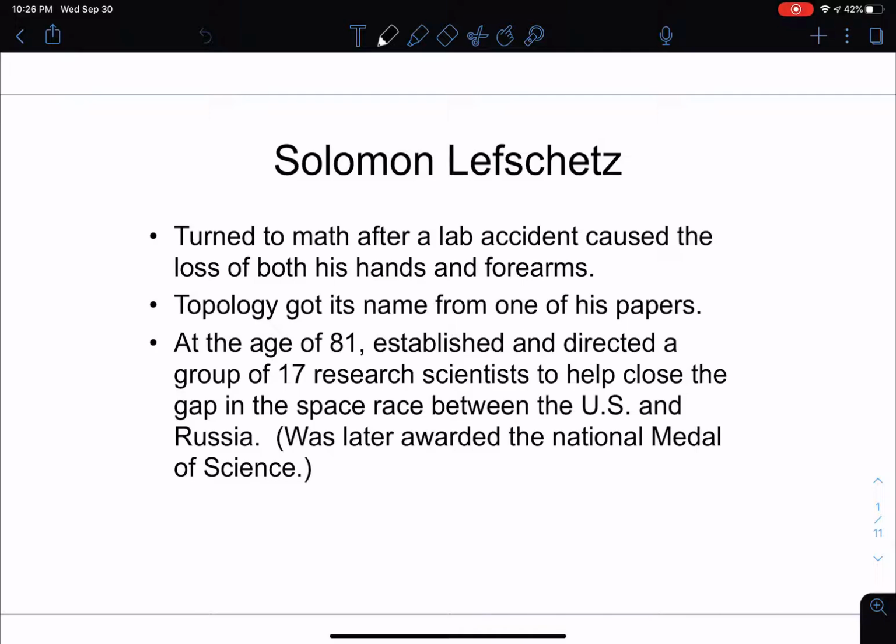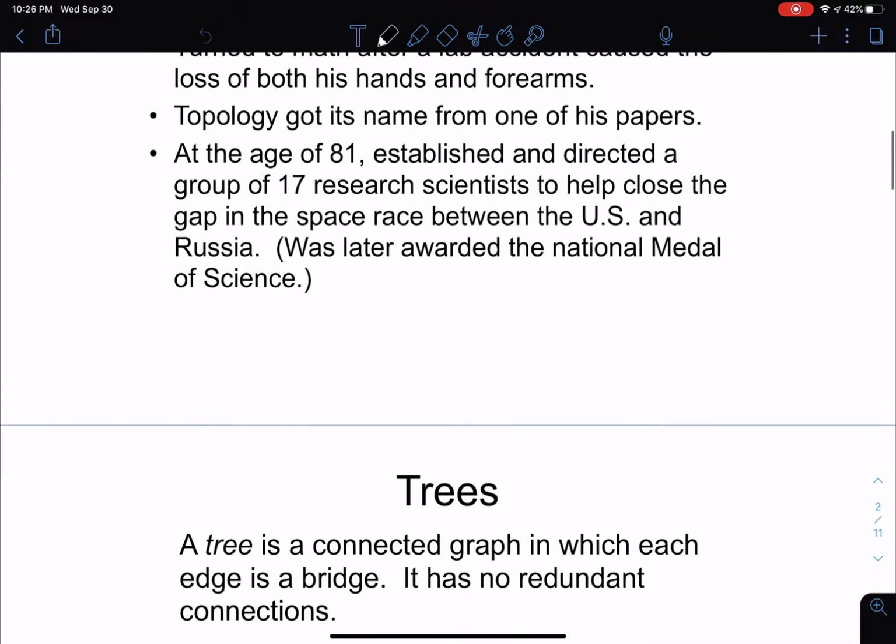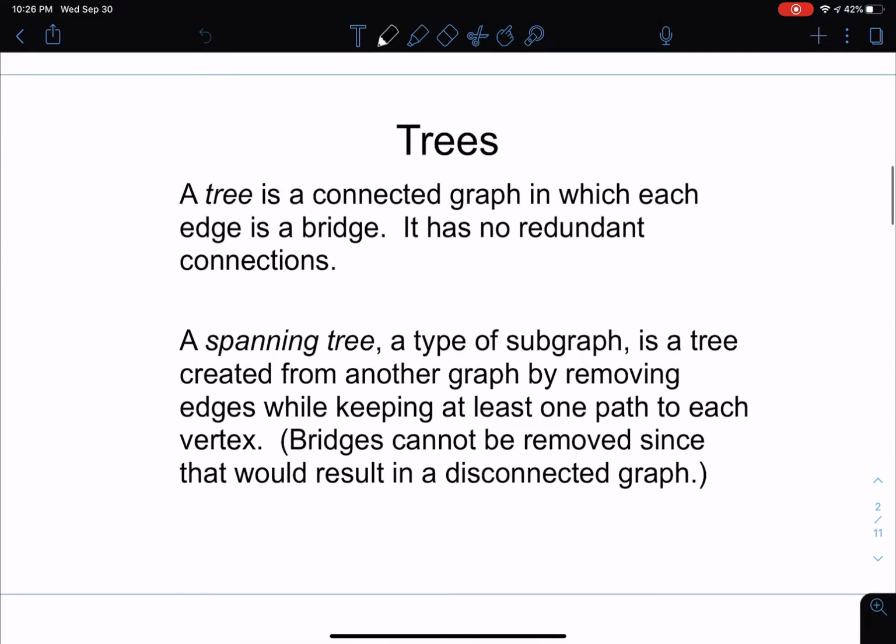Okay, so enough about him. Let's go back to trees. In graph theory terms, a tree is a connected graph in which each edge is a bridge. So it's connected. It only has the one component, and all of the edges are important. If you took any edge out of a tree, suddenly there would be a disconnected graph.